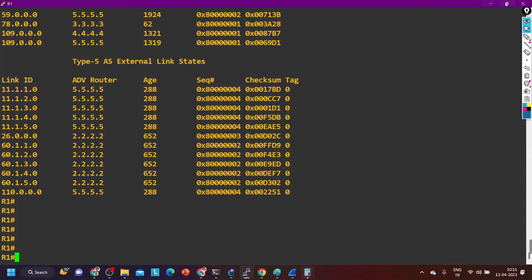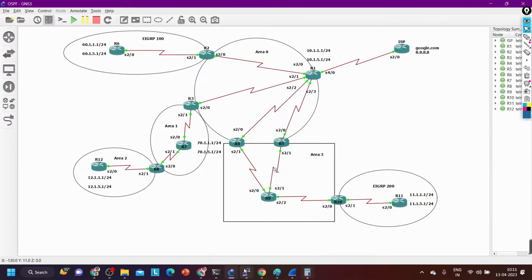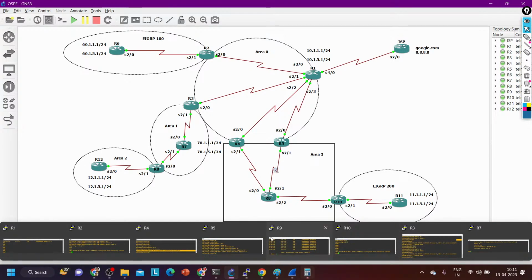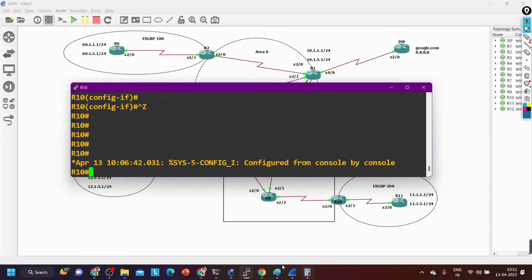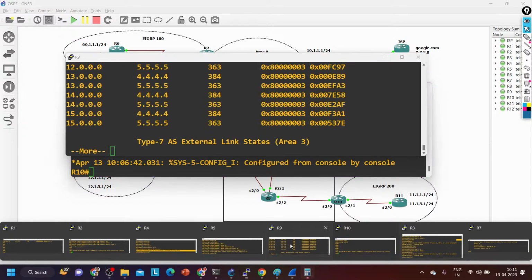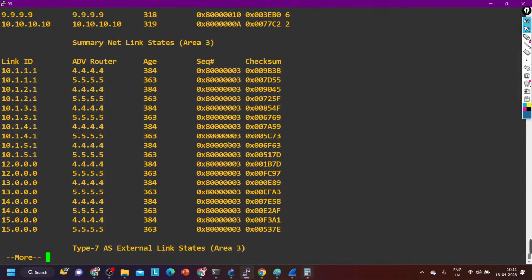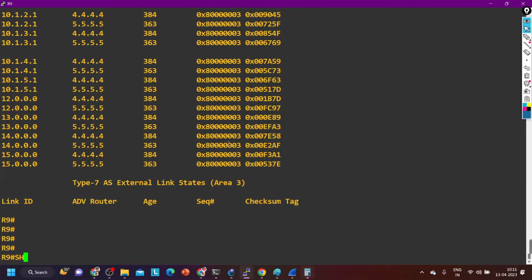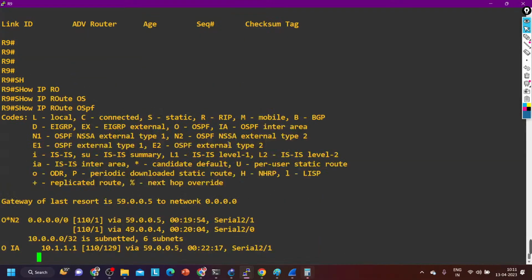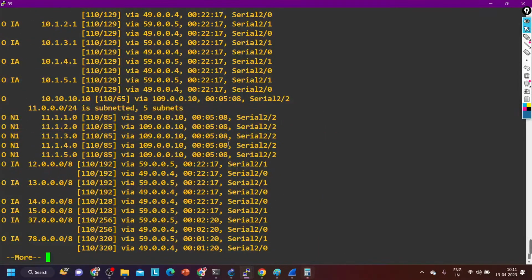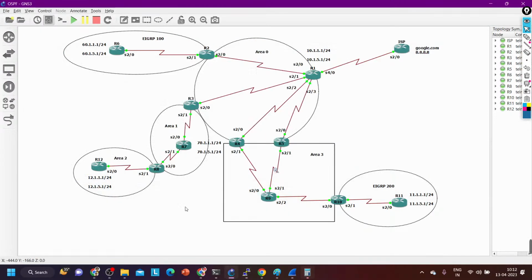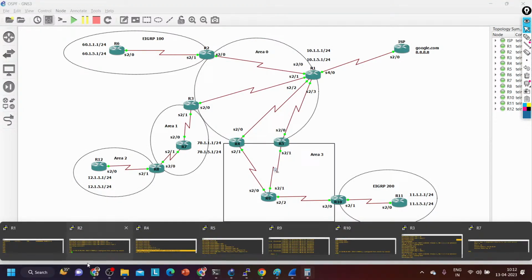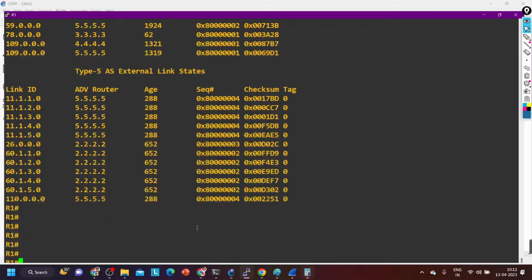And in the NSSA area, you can see the external prefixes first. Where is router number 9, guys? Here it is. Okay, let me run show ip route over here. So show ip route ospf. External prefixes this router is getting with what symbol? O N2. In the normal area, the standard area, external prefixes will come with E1 or E2. Yes or no? Yes, sir.